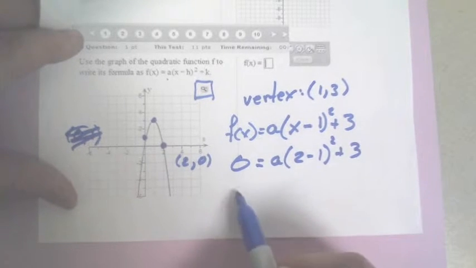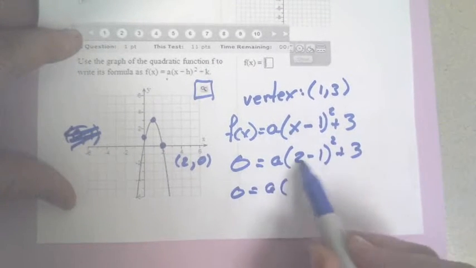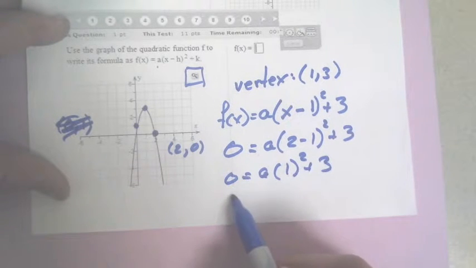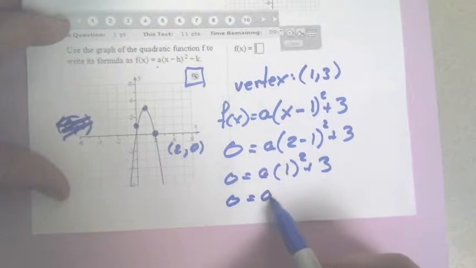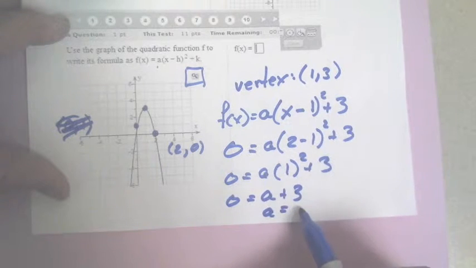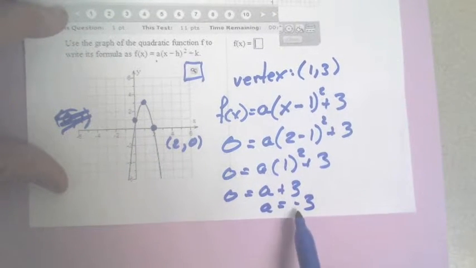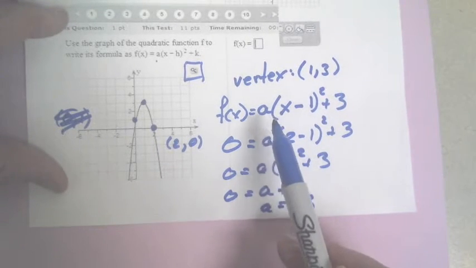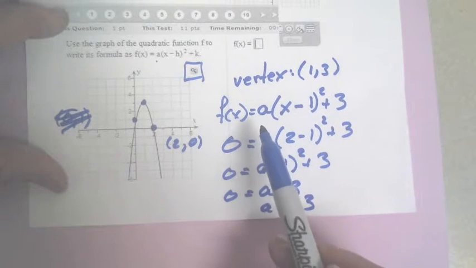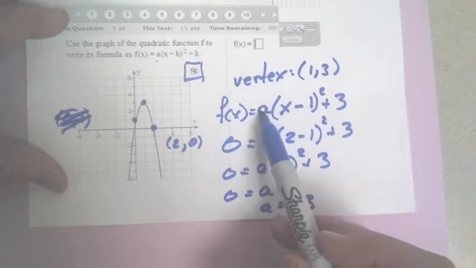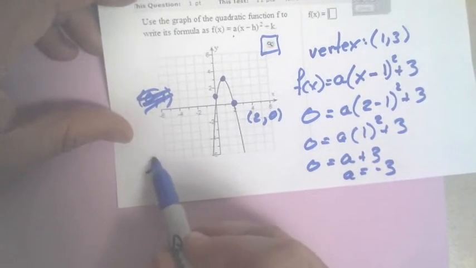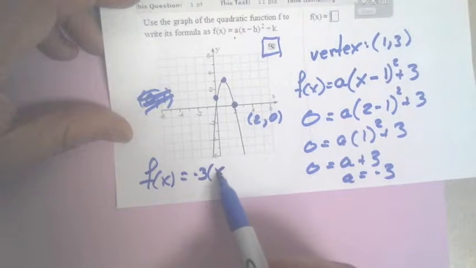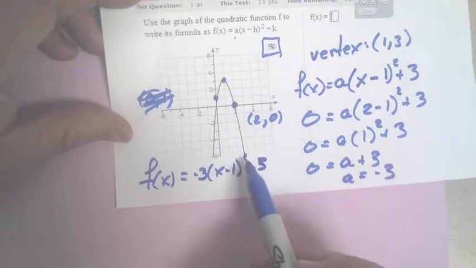And your book and your homework has some examples on these. 2 minus 1 is 1, squared, plus 3. So 0 equals a plus 3. So a had better be negative 3. And it should have been negative because this is downward oriented. If we'd left that a off, it would have been an upward oriented parabola because it would have been positive. So we now know this a is negative 3. So our entire function looks like f of x equals negative 3 times (x minus 1) squared plus 3.